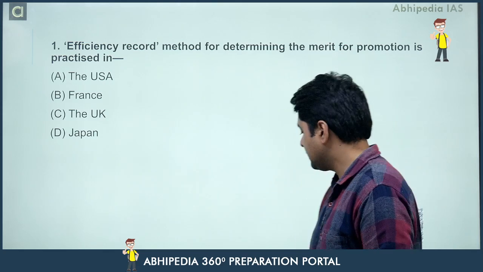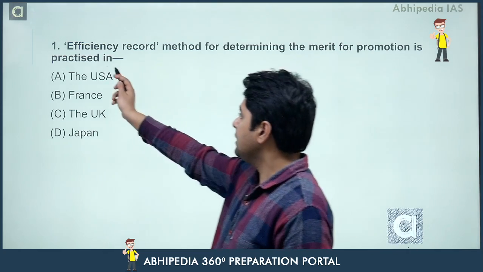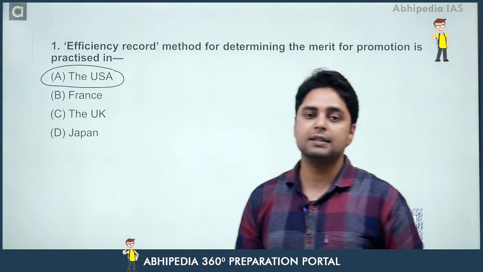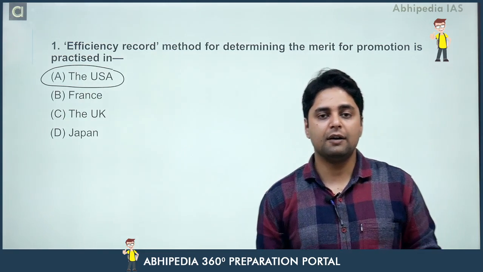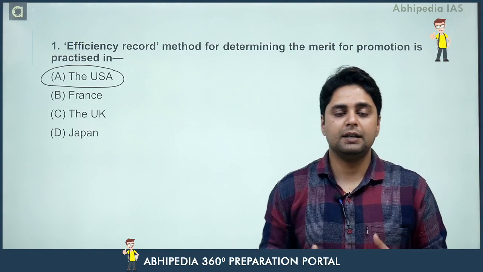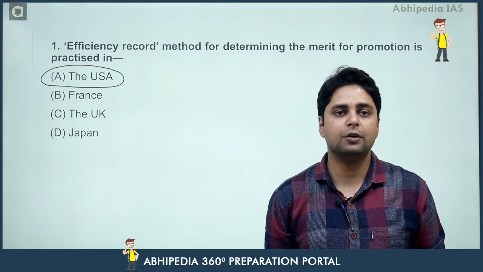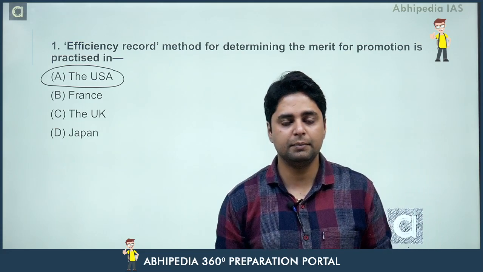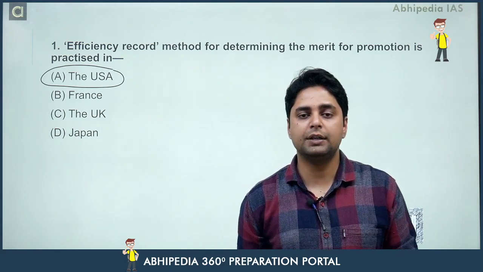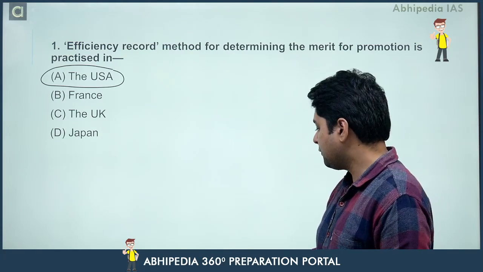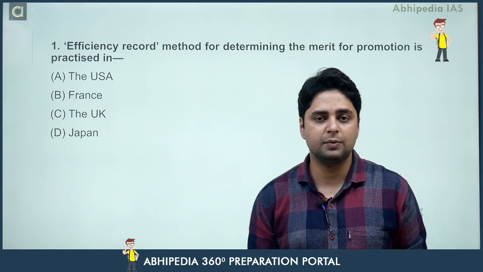The correct answer here is A. USA. So in USA this system is followed और ये काफ़ी अच्छा system माना जाता है. But in India we follow a mix of both seniority as well as merit. So we do not actually follow efficiency record method because we also give due credence to seniority. And of course there are other factors like reservation as well.